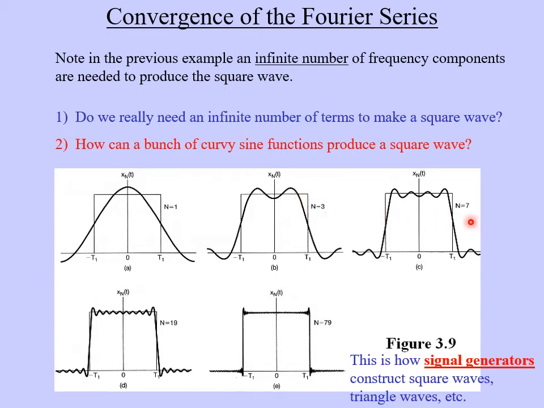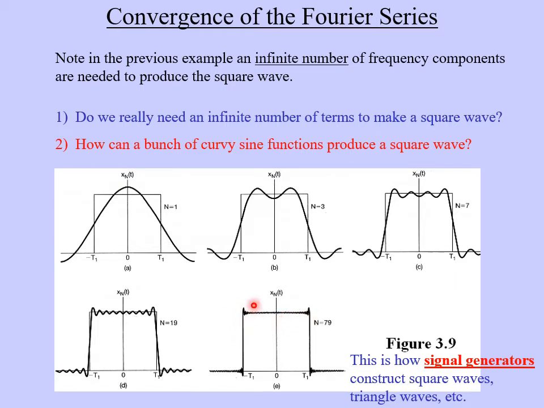Now look what happens when we go to n equals 7. Now this thing is starting to approach the general shape of our square wave. And going to n equals 19 terms, we've now got 19 sines or cosines or complex exponential functions all added together. Notice this thing is starting to converge and look more and more like the square wave. And when we get to 79, notice it fits really close. You can still see a few artifacts here.